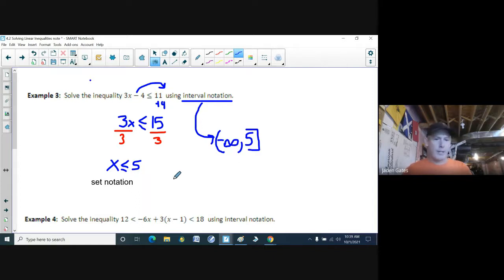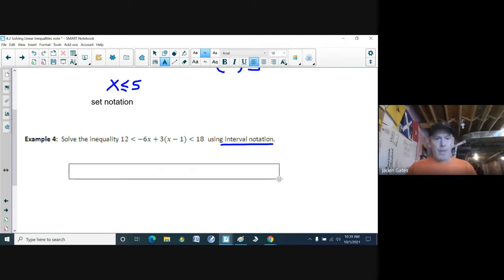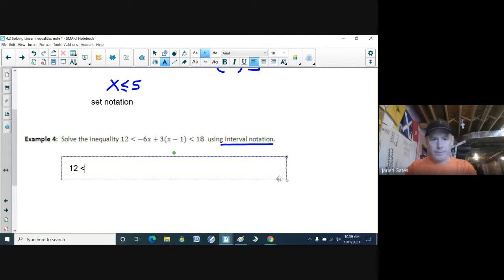All right, let's see, example 4. So again, here we're going to be looking for interval notation, but I have, again, a double inequality where I have less than and less than. All right, so here we go. So again, I'm going to simplify, first of all, what's going on here in the middle of my inequality. That's the first step. So I have 12 is less than, let's see, I got negative 6x. Then again, I'm going to do my rainbow rule here. So I have plus 3x minus 3. Again, that will be less than my 18.